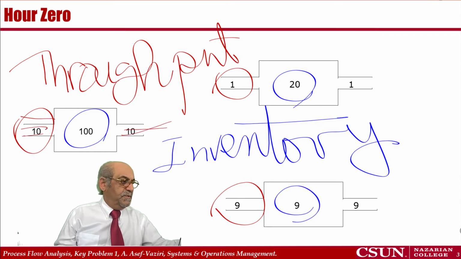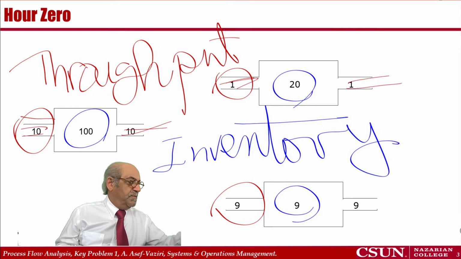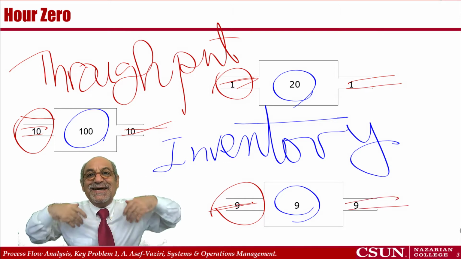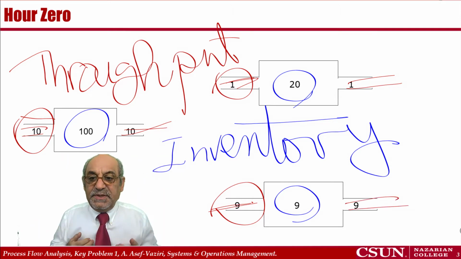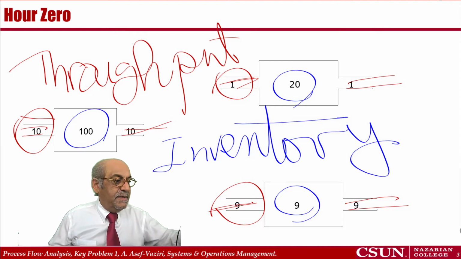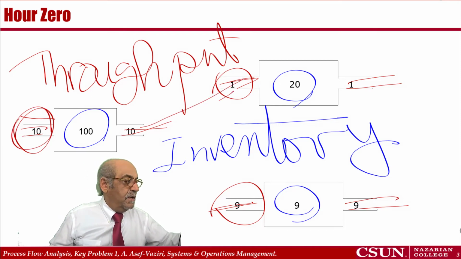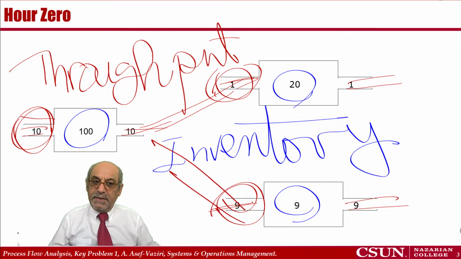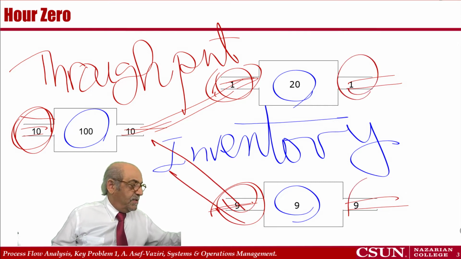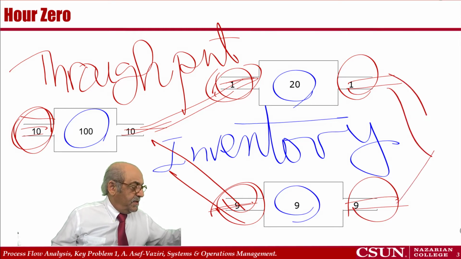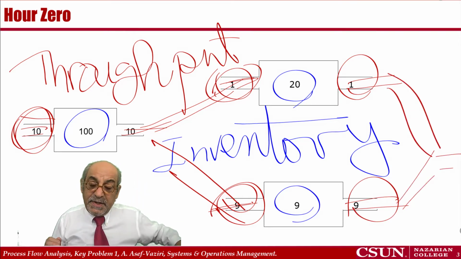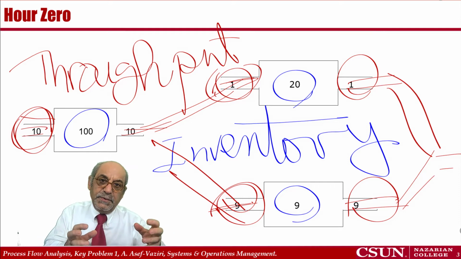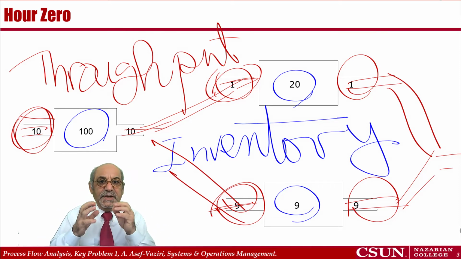Throughput has a time unit associated with it. 10 per hour, 1 per hour, 9 per hour, 10 per hour. Throughput has a time unit associated.